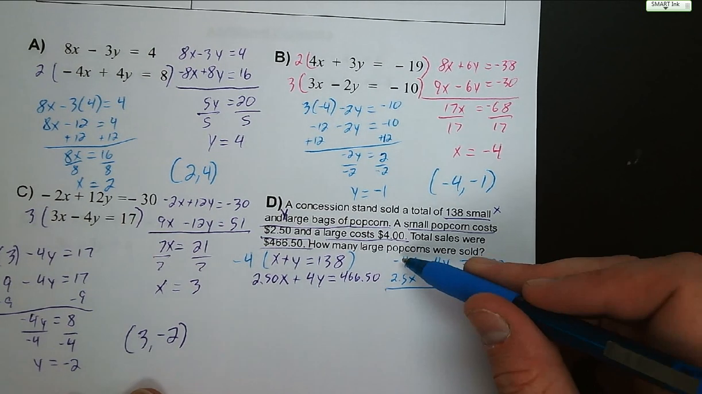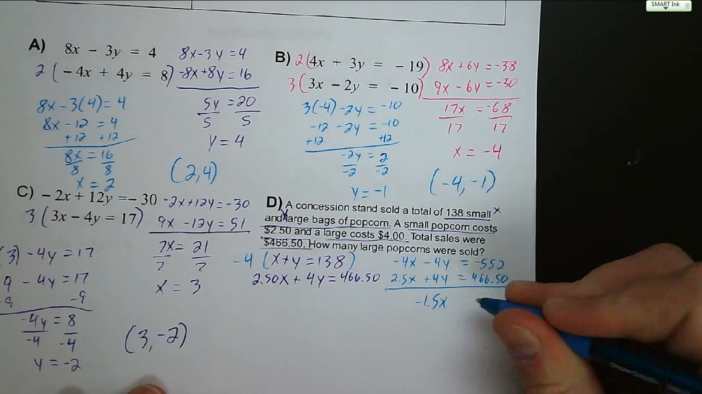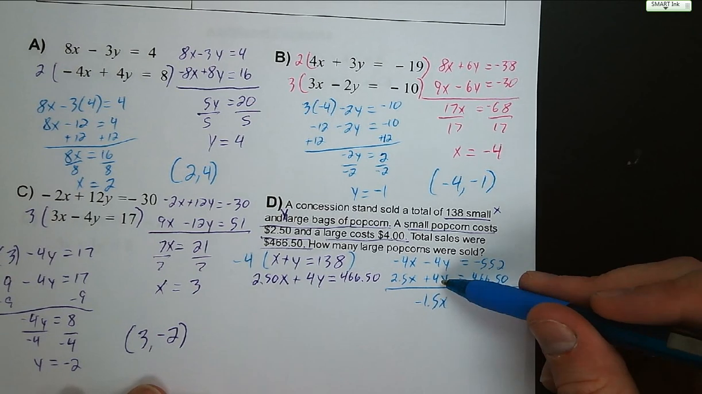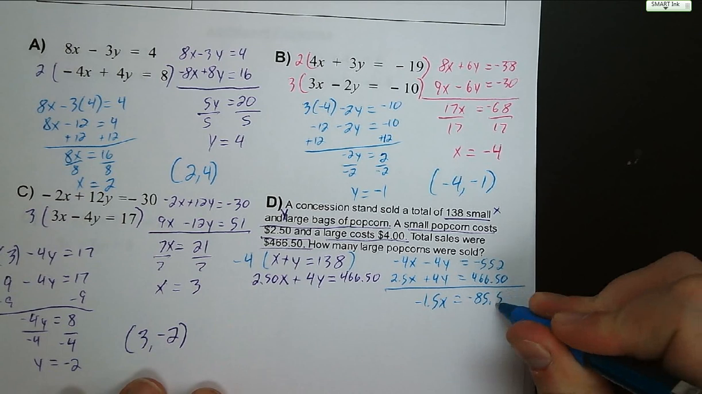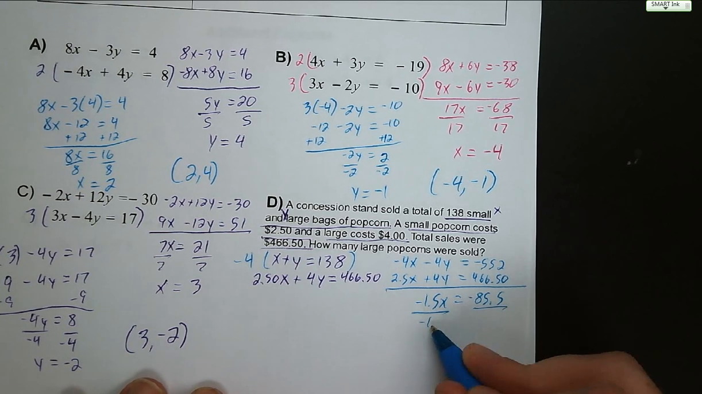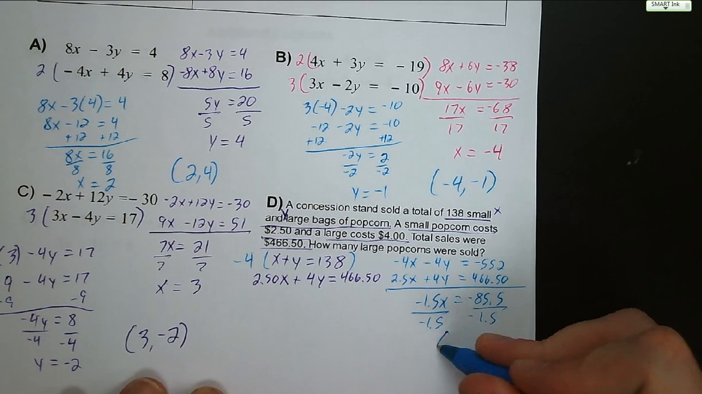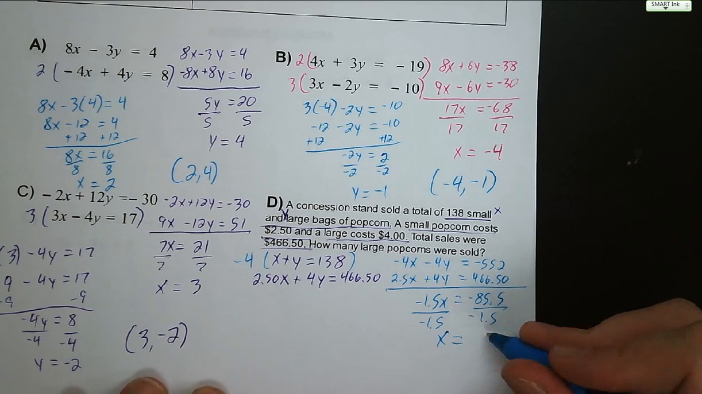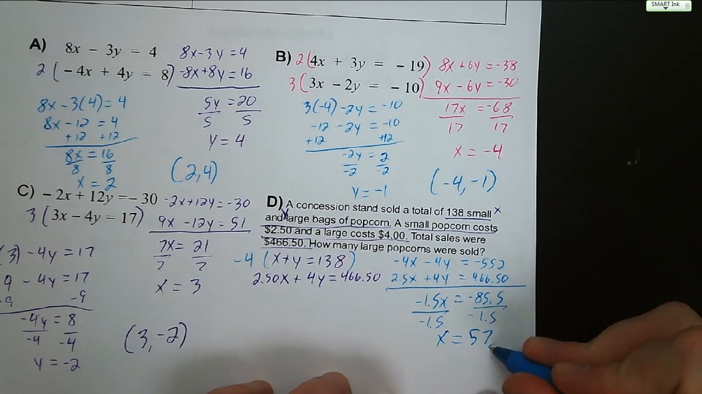Add our two equations together. Negative 4 plus 2.5 is negative 1.5x. Negative 4y plus 4y is 0. And that is equal to negative 85.5. Divide both sides of our equation by negative 1.5. And x is going to be equal to 57. And what was 57 again? It was our small bags.